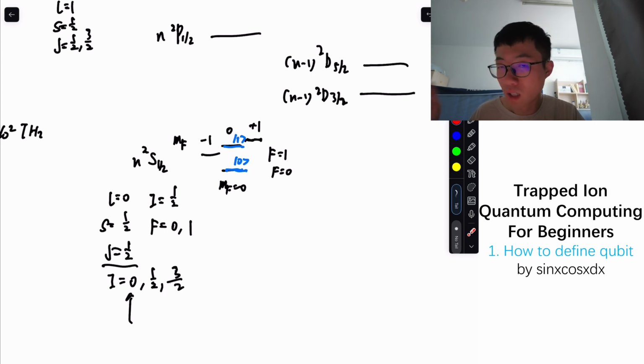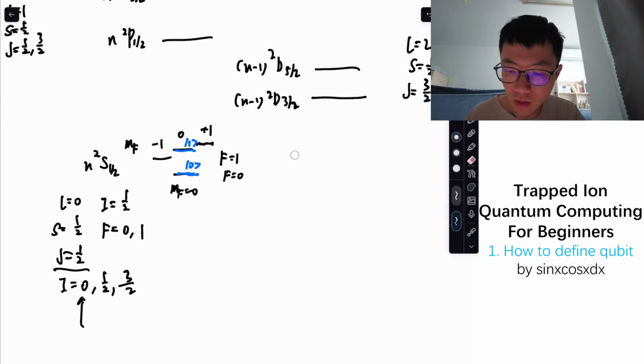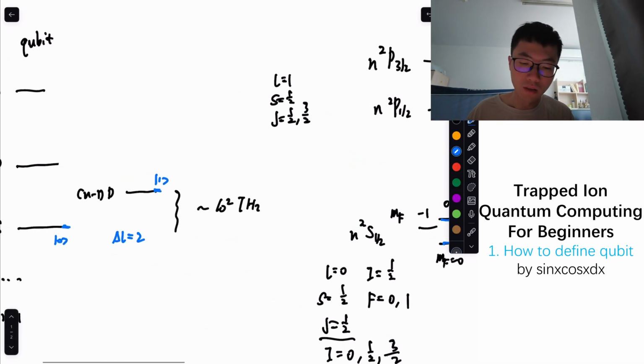It won't have spontaneous emission, but it will be affected by other things. Okay, the coherence time will be affected by maybe the collisions, or the noise of the laser, the noise of the microwave, etc. And the typical energy gap of these 2 states is gigahertz, much smaller than the optical qubit.